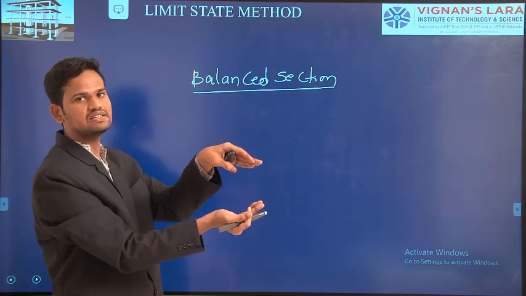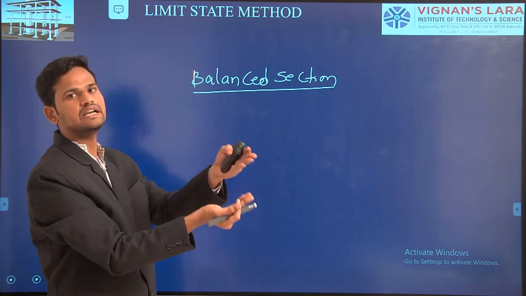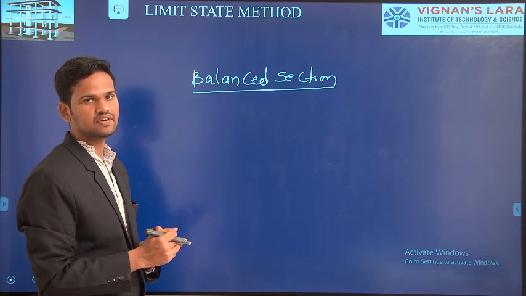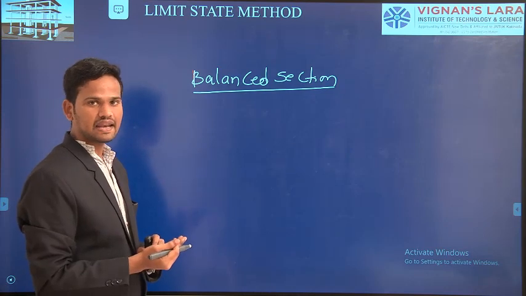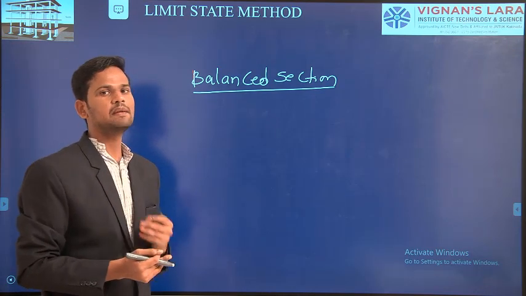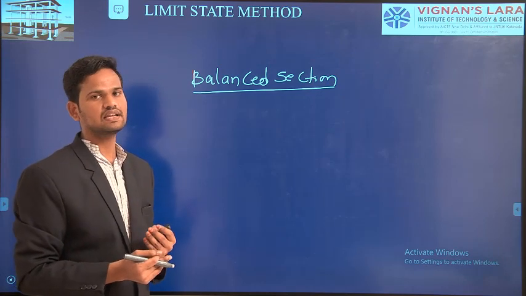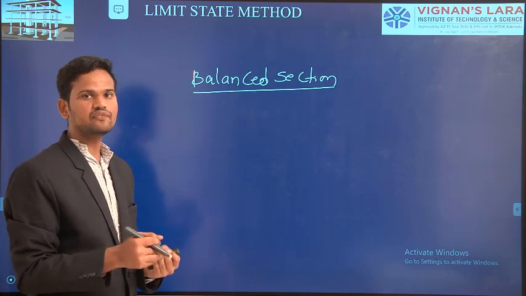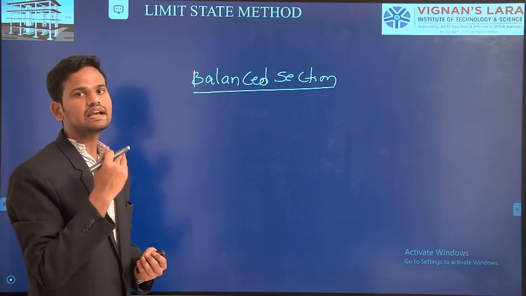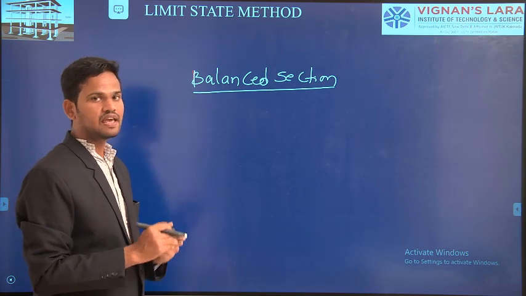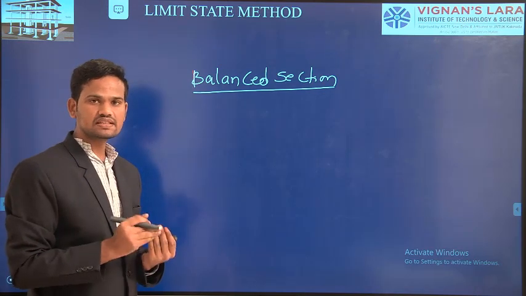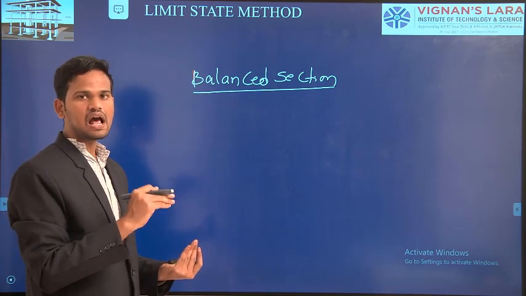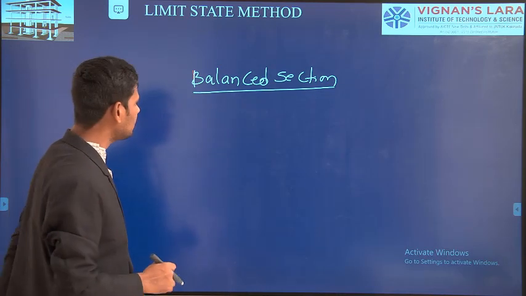Due to this simultaneous yielding of the member, the structure may collapse. If you design the section in such a way, it will be called a balanced section. Again I am repeating, a balanced section is the section where the concrete and steel will fail simultaneously at a particular time, as the compressive stresses developing in the concrete and the tensile stresses developing in the steel are greater than the permissible stresses.